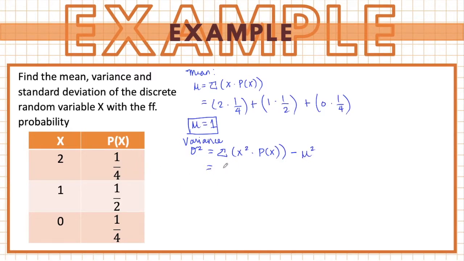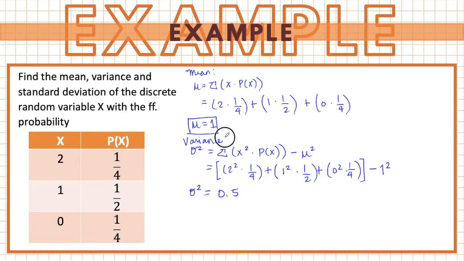Okay, so the solution will be 2 squared times 1/4 plus 1 squared times 1/2 plus 0 squared times 1/4. So this will be the solution for summation of x squared times probability of x. So we get the sum of the products and then we subtract it to mean squared. So our mean is 1, so that will be 1 squared. And the answer here is 0.5. So this is the variance.